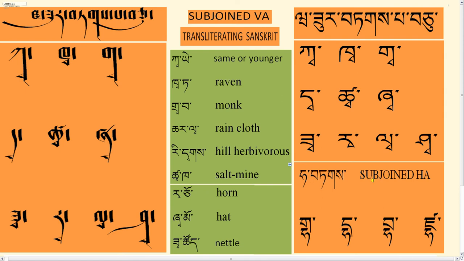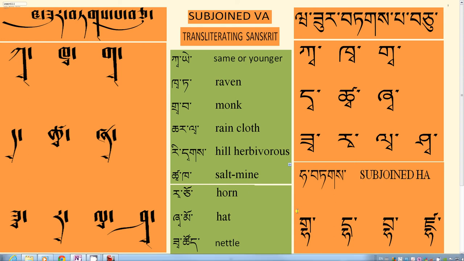And then on this side now we have another subjoined consonant, the letter ha. As it's indicated here, these are mainly used in transliterating Sanskrit. So you wouldn't see them that much, but in prayer books and such you may see these kinds of characters.